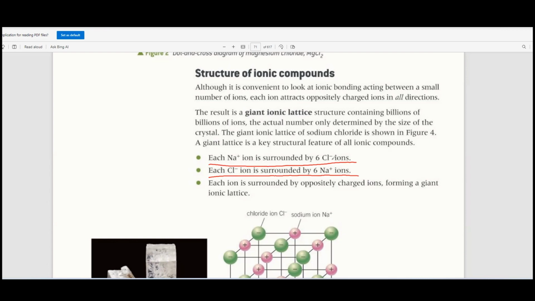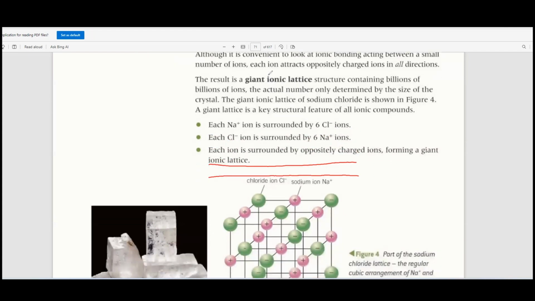So all of them are attracted towards one another. Each sodium is surrounded by six chlorine, so it attracts all of them in a similar way. Each chlorine is surrounded by six sodium, so it attracts all of them in a similar way. There's no bias here, so all of them are the same. Each ion is surrounded by oppositely charged ions, forming a giant ionic lattice.